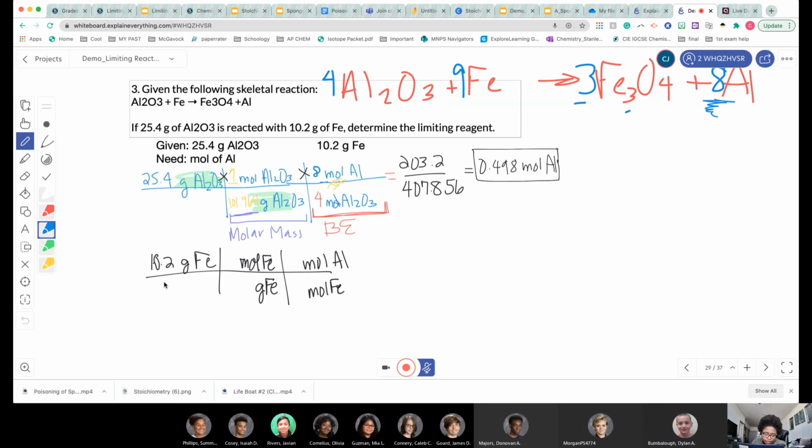Why can I have moles of aluminum and moles of Fe? It's because of the bridge. All right. So now I need to fill in these holes, right? So I have moles and grams. What am I going to use to fill in this one? We're going to use molar mass. Good job. All right. I have moles over moles. What am I going to use to fill in this one? Balanced equation. Boom.